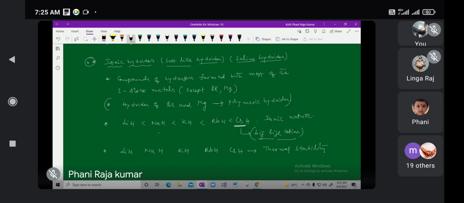Based on that, this is the reversal, the thermal stability order: lithium hydride is more stable than sodium hydride. So side by side I am writing both statements. Generally, one confusion is thinking that more ionic means thermally more stable. That is wrong. More ionic is different, and thermally more stable is different. More ionic or less ionic is decided by Fajan's rules. Thermal stability of ionic compounds is decided by the crystal packing of ions.